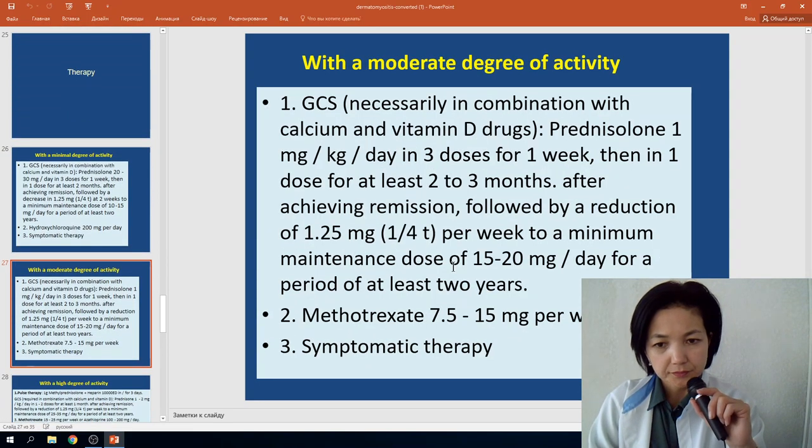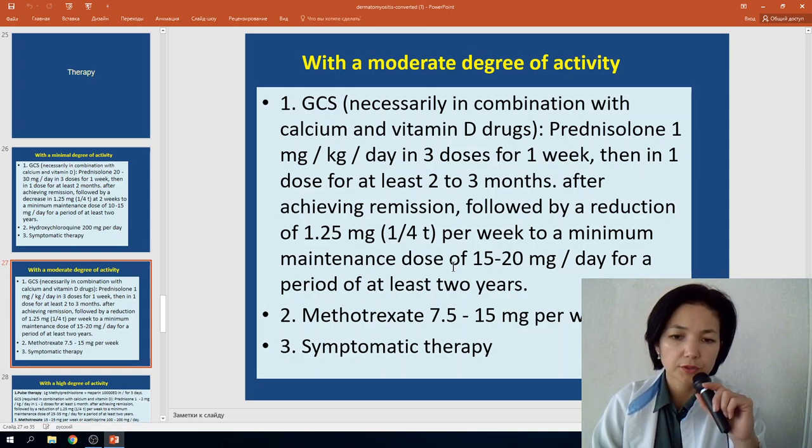Moderate degree of activity: also in this stage we keep glucocorticosteroids in combination with calcium and vitamin D, but the dosage of prednisolone is high, 1 milligram per kilogram per day in three dosages for 1 week. What does it mean, 1 milligram? It means if your patient's weight is, for example, 60 kilograms, you should give the patient 60 milligrams per day in 3 dosages for 1 week. Then in 1 dose for at least 2 to 3 months. After achieving remission, you can start to decrease the dosage by 1-4 tablets per week to a minimum maintained dosage, and the maintained dosage is 15 to 20 milligrams per day for at least 2 years.